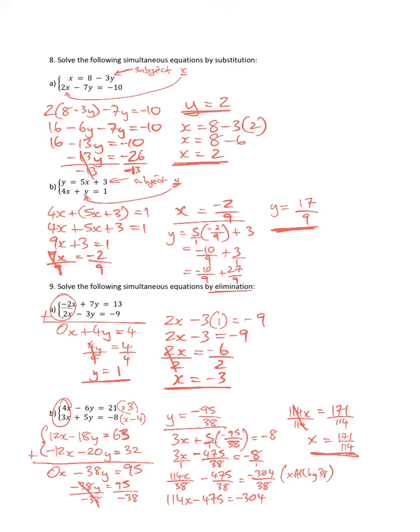If you chuck those in the calculator though, I'll accept that because it doesn't say anything about whether it has to be lowest common denominator or decimal. If you chuck those into the calculator, you'll find that x is equal to, if you do 171 divided by 114, it's actually 1.5, and y, negative 95 over 38, is actually negative 2.5. So that's that page done.